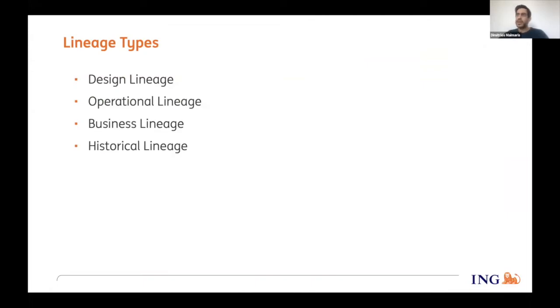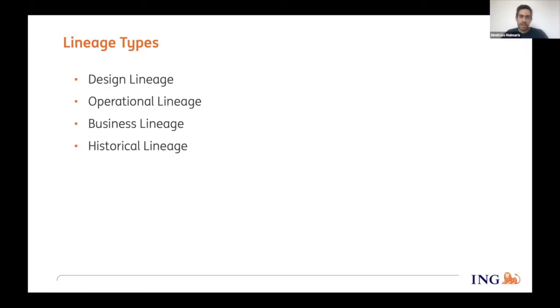Within the lineage part, we have defined 4 different spaces: design lineage, operational lineage, business lineage, and historical lineage. Since the use cases are quite big, we decided to scope it down for the first use case and said, let's go only for design. Let me explain a bit what we mean by this. By design lineage, we mean how the jobs are designed to run. So it's the design time and how everything should run. That's what we're focusing on the first time, and that will be the example I will showcase in the demo a bit later.